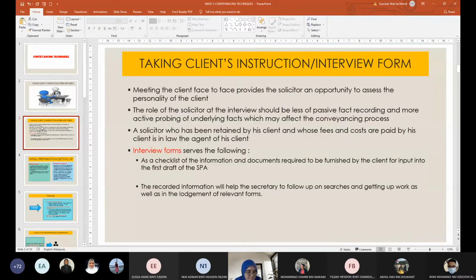Anyone? Why is it important for us to assess the personality of the client? For us to know whether our client is able to pay the loan or not. Okay, financial ability nak tengok. Okay, lagi apa?